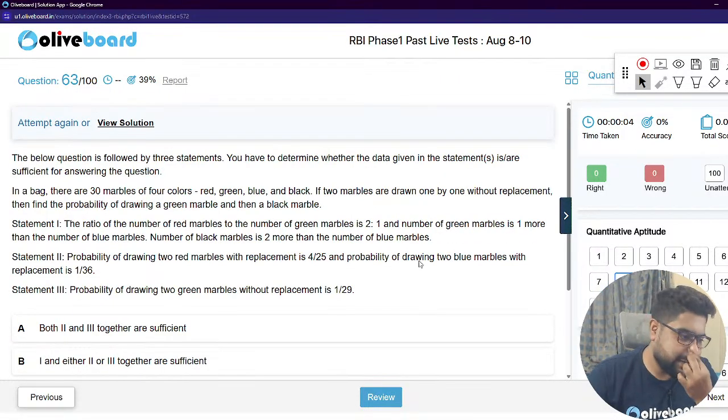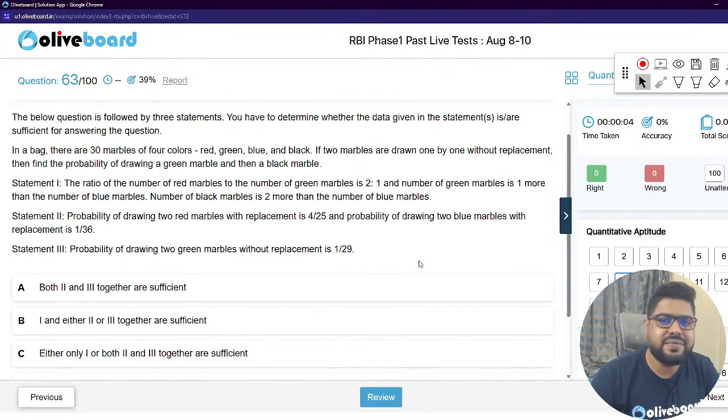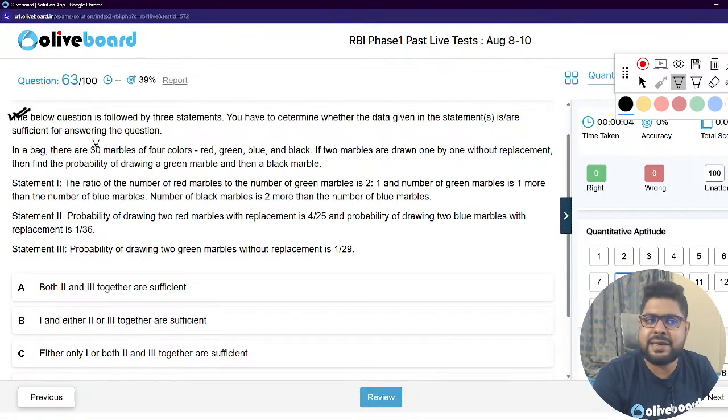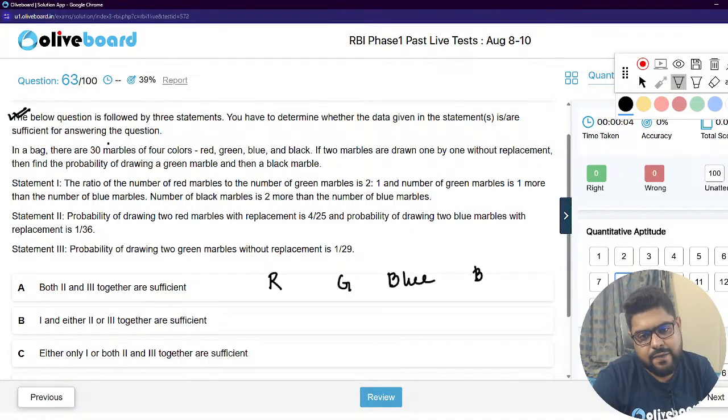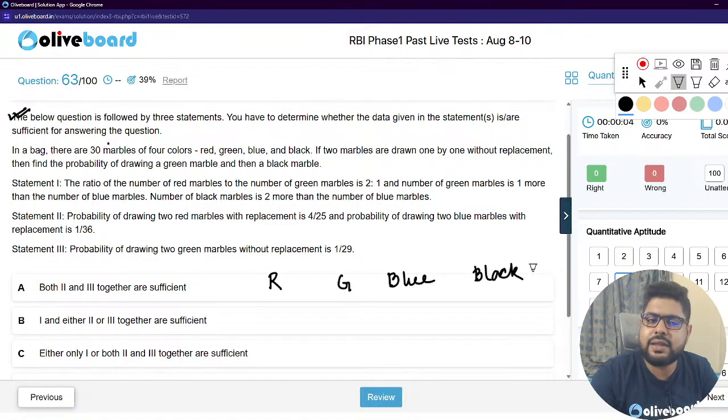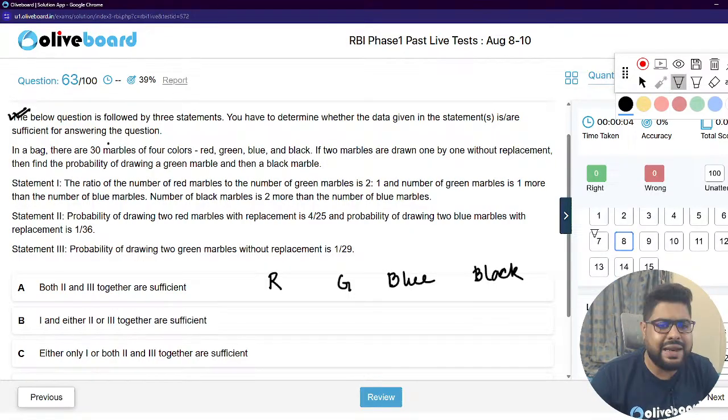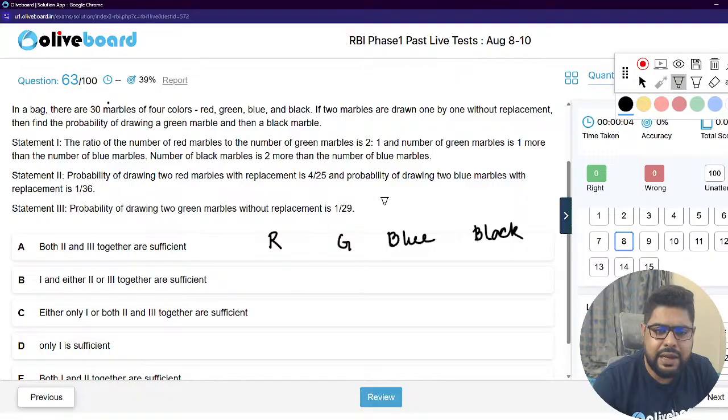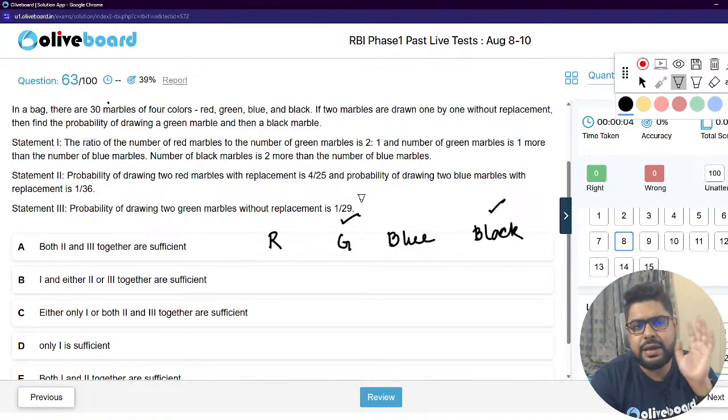Next one, sir. Understand, in this question, again a data DS question. 30 marbles, 4 colors: red, green, blue, black. Now, drawing a green marble, then a black marble. Meaning I need the number of green and the number of black. These two numbers I need.